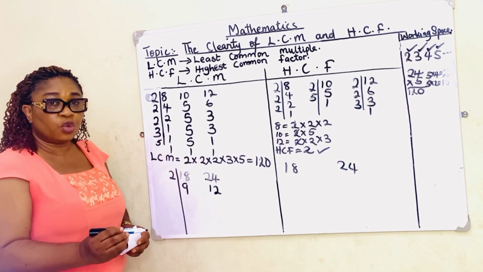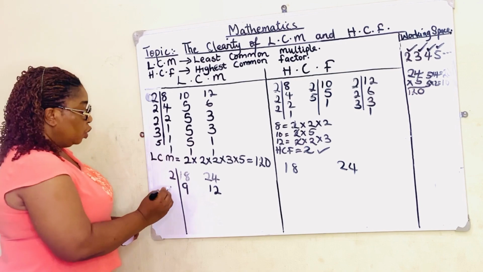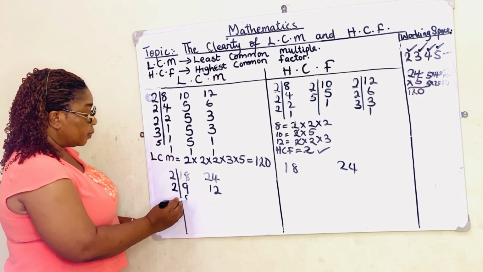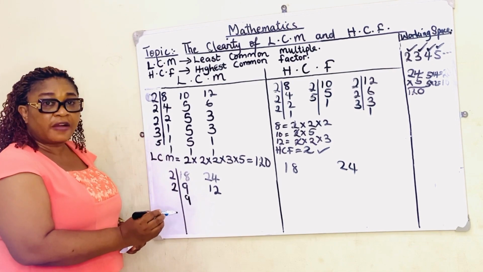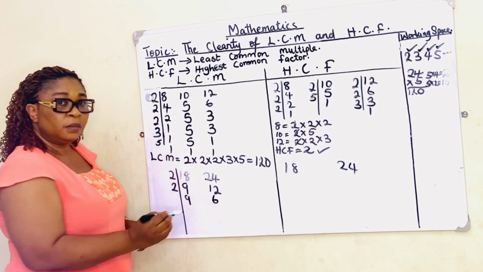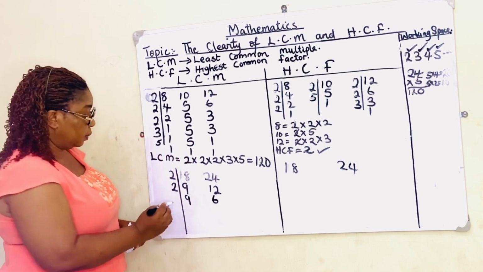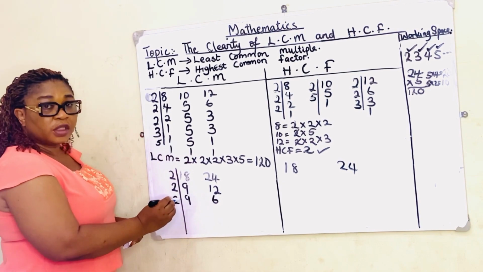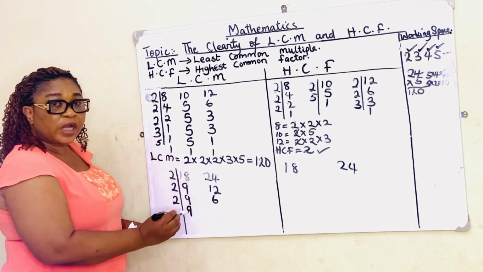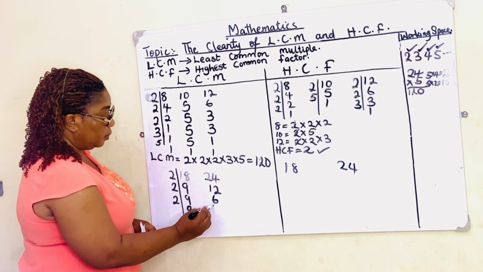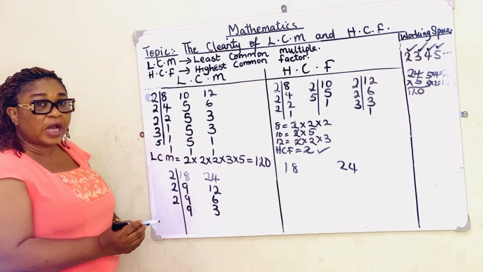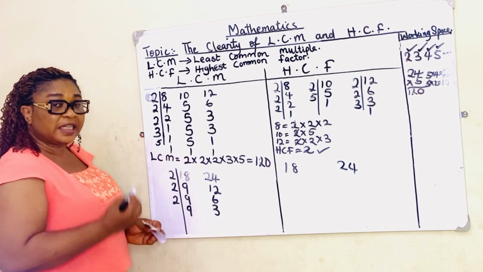We are going to continue with 2. 2 can no longer divide 9, so we bring it down. 2 can divide 12, and that will give us 6. 2 can still divide, but 2 cannot divide 9, so we bring it down. But 2 can divide 6, gives us 3. When you look at it now, 2 can no longer divide, so we're going to check the next number.